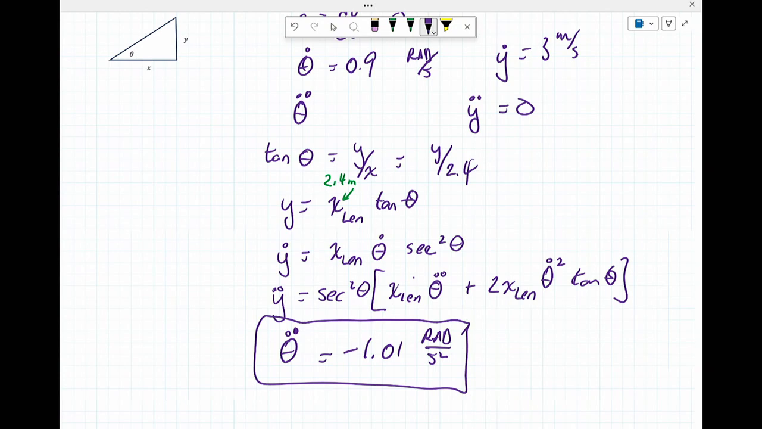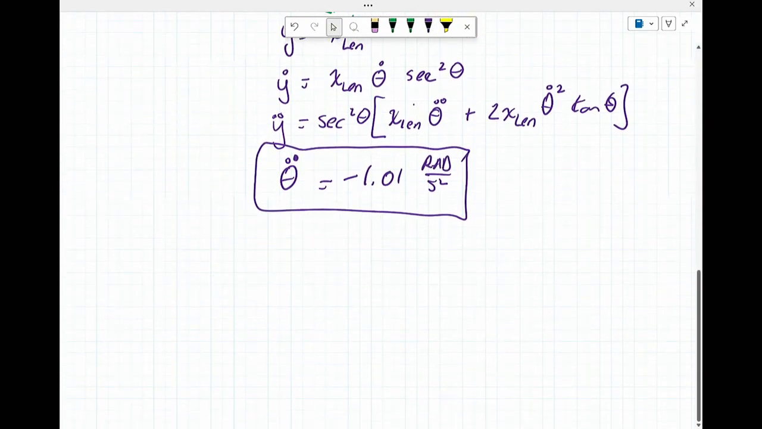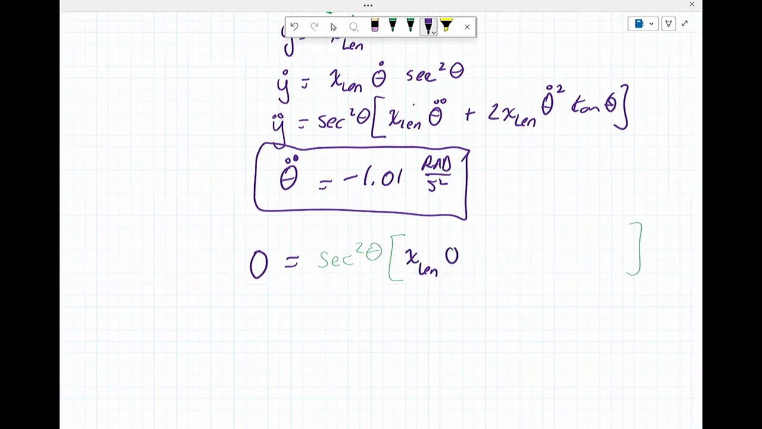Sorry, for secant squared theta, and you said that disappears, right? Sorry, so I can write another step in here. So this is equal to 0 equals secant squared theta times the quantity x_len theta double dot plus twice x_len theta dot squared tan theta, because that's multiplied by secant squared, it divides out.